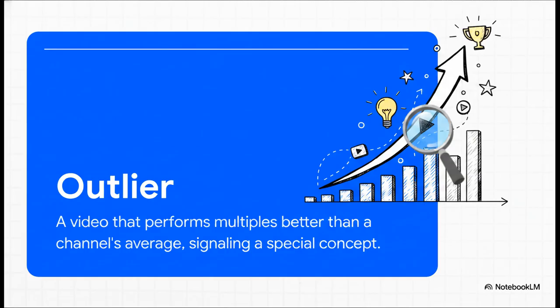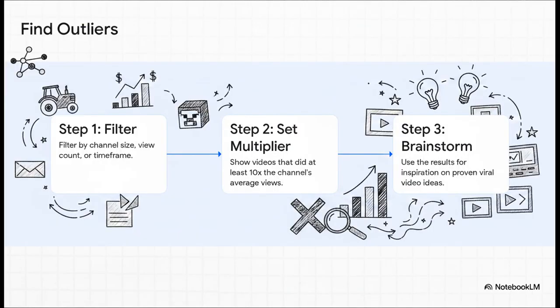Imagine a creator who usually gets, say, 1,000 views, but then one video suddenly hits 100,000. That video isn't some random fluke. It's a signal. It's a gold mine. Something about that idea was special, and it tells you exactly what kind of content has the potential to break through. So how do you find them?